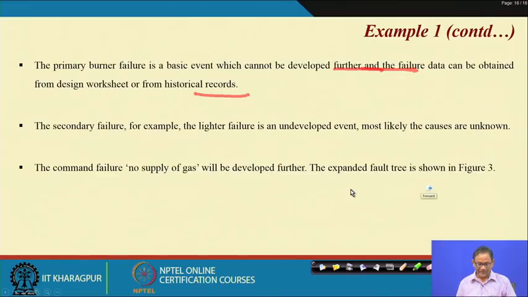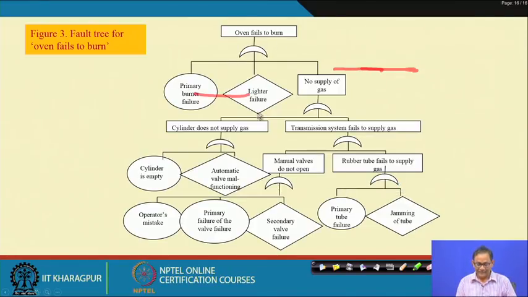So, then what happened? Finally, no supply of gas: cylinder does not supply gas, transmission system fails to supply gas. Then why does the cylinder not supply? Cylinder is a component: cylinder is empty, automatic valve malfunctioning. You are putting a diamond because you do not know why it is malfunctioning at that point in time.